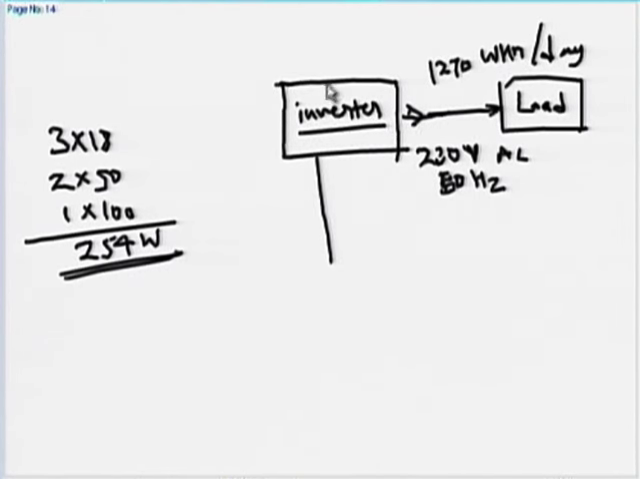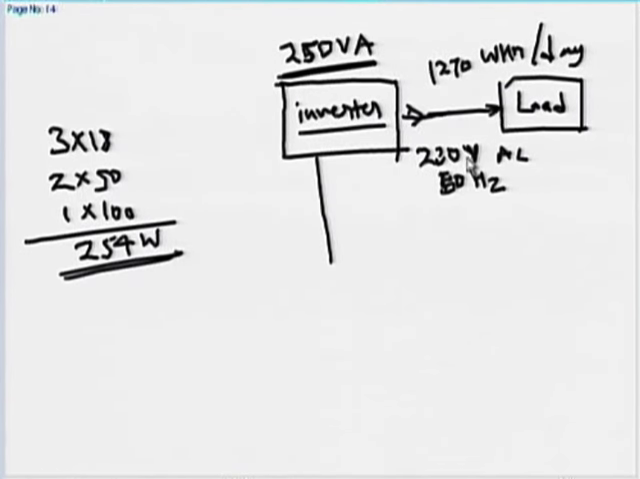So when you go to the market, you will try to find the inverter which is suited best. You might find a 250 VA inverter in the market. So your power rating is 250 VA, your output voltage should be 230 volt AC, your output frequency should be 50 hertz, and this inverter should supply 1270 watt hour per day.